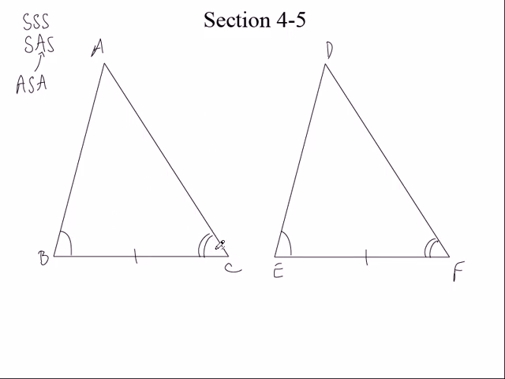But if this angle is the same as this, there's no other way to draw this side but to make them the same, okay? So anyway, that's a postulate. That's angle, side, angle. So now we know three ways, don't we, to prove triangles congruent to each other.